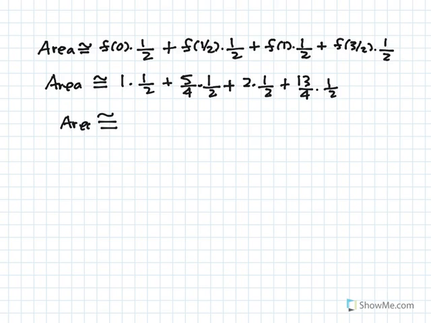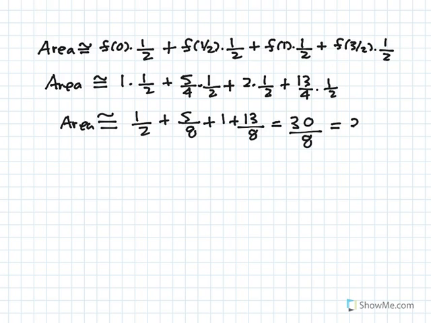Area is equal to 1/2 plus 5/8 plus 1 plus 13/8. If you add up all these fractions, you're going to get 30/8. Change that to a decimal. That's equal to 3.75. This is the estimate of the area under the curve using left-hand points. So we've approximated the area under the curve to be 3.75 using 4 rectangles.